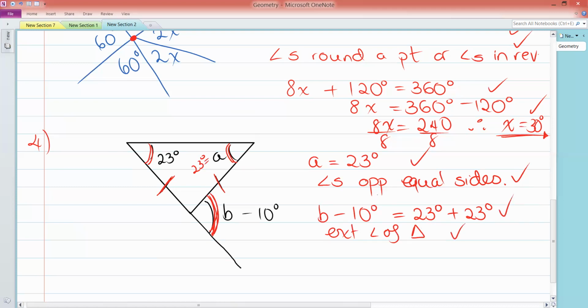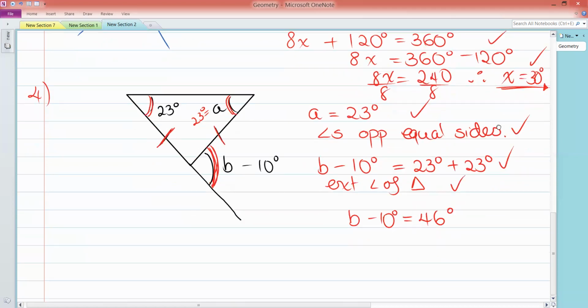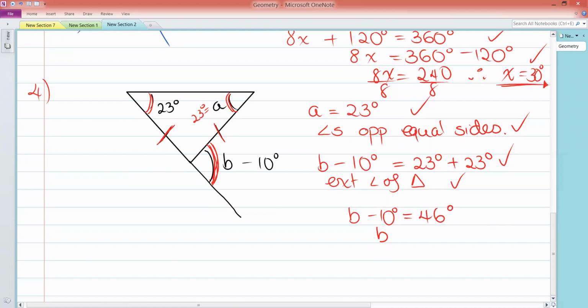Now let's solve for B. So 23 plus 23 gives us 46. B minus 10 degrees here. Last step, plus 10 here and plus 10 there. This then gives us B is equal to 56 degrees. Awesome.